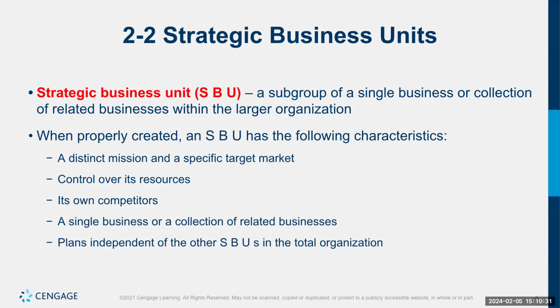And they can be a single business entity, such as a division dedicated to one product or service, or it can encompass a collection of these businesses that share synergies and complement one another. They also have independent planning, which means that they function autonomously, which we mentioned earlier. They formulate their own business plans, their own objectives, their own strategies, based on their unique missions and market conditions. So that's that.